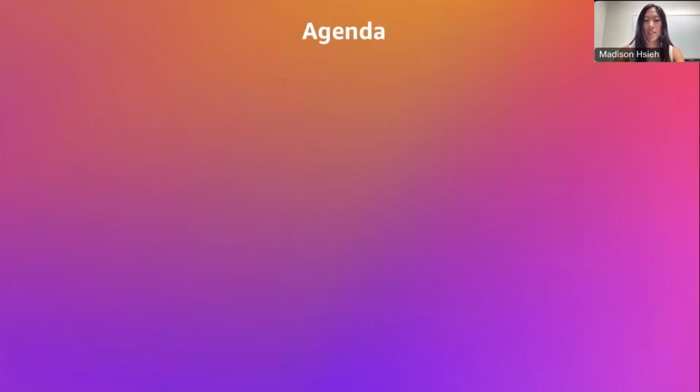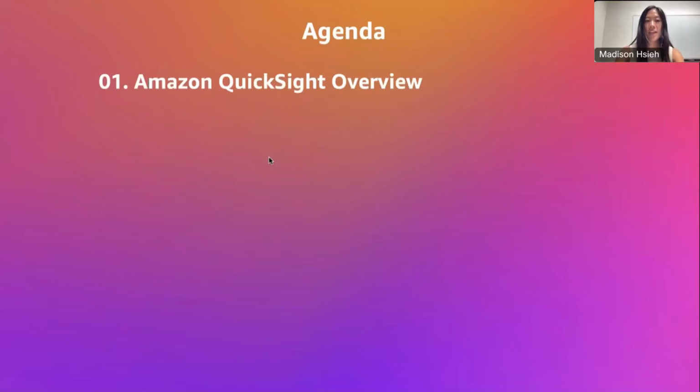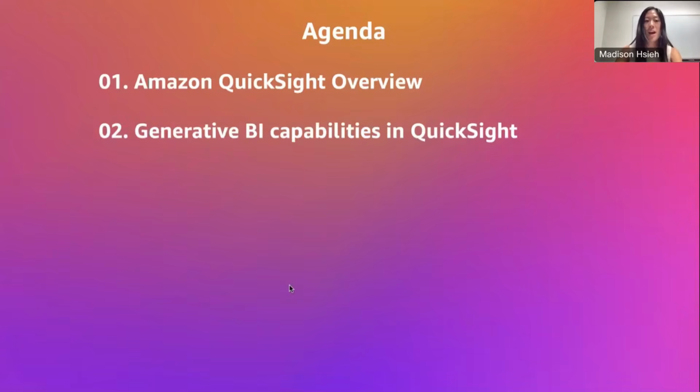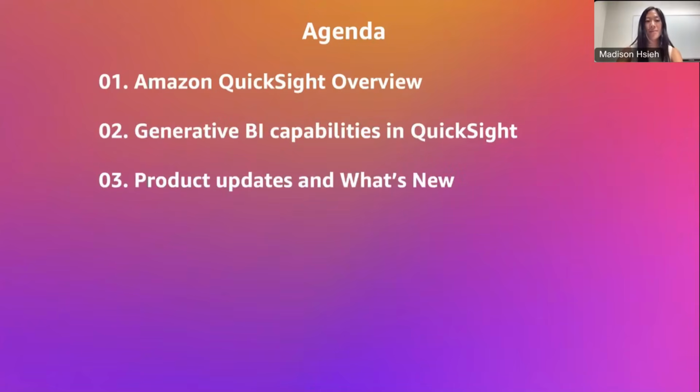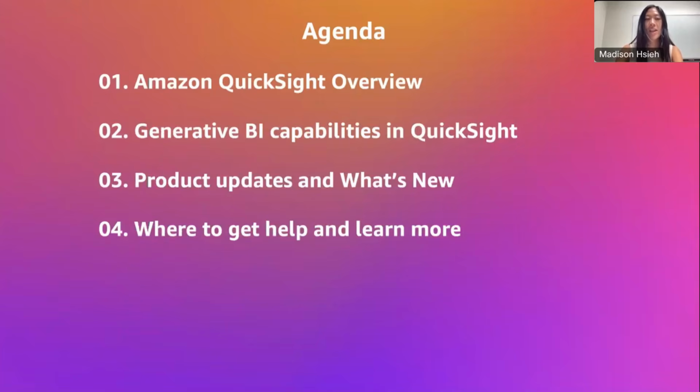All right. Okay, so I'm going to start with our agenda here. So the agenda for today is I'll just do a quick overview of what Amazon QuickSight is if you're new and don't know much about our tool. I'll do an overview of our generative BI capabilities within Amazon QuickSight. We'll talk about some product updates and what's new information. I'll give you a list of where to get help and learn more through our resources. And then I'll give you some educational resources, which you can link back to.